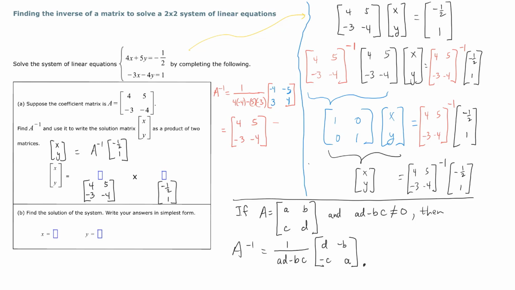So the x is going to be what? The x, notice it's 4 times negative 1/2, which is negative 2, plus 5. So that's a 3. And then let's find the y values. Negative 3 right here. So 3/2 minus 8/2. What's 3/2 minus 8/2? Negative 5/2. So this should be negative 5/2.